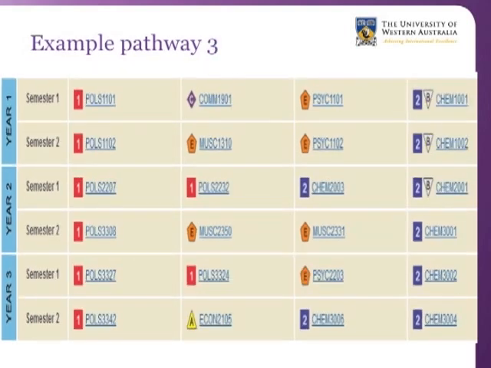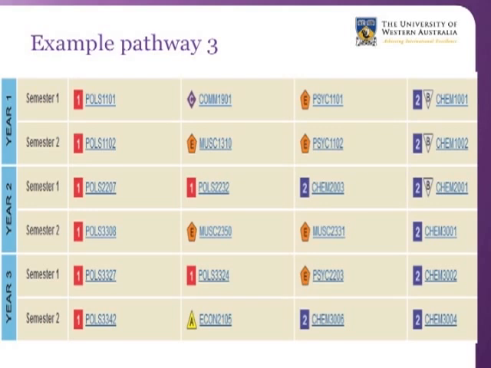Let's look at this third example. This student has completed 2 majors. Their degree-specific major is political science, and you can see that from the red boxes, and their second major is chemistry, which you can see from the blue boxes. So again, let's look at what they've completed across their 3 years.